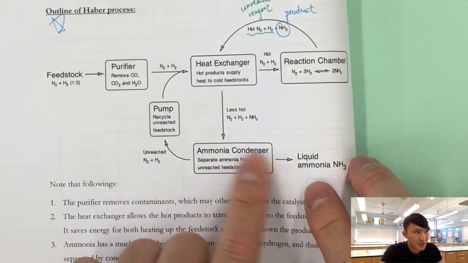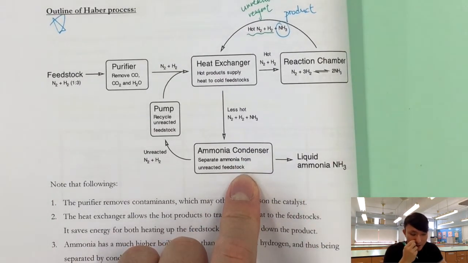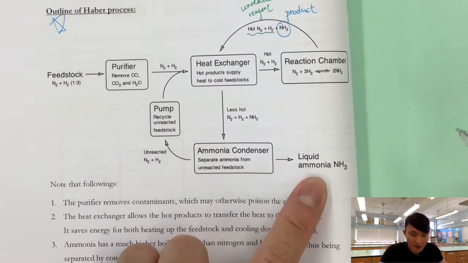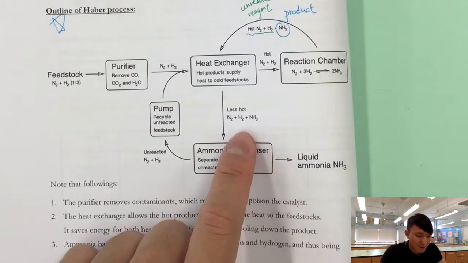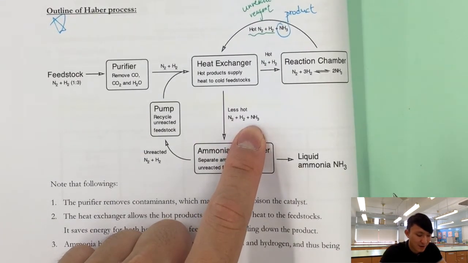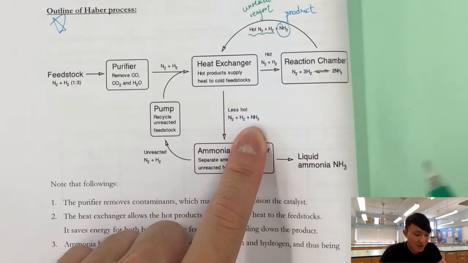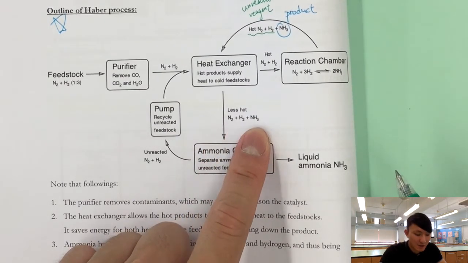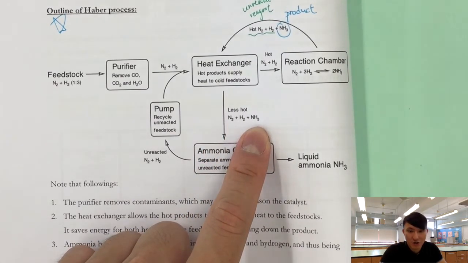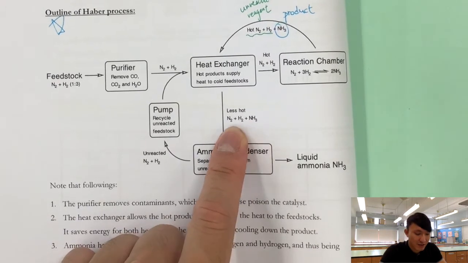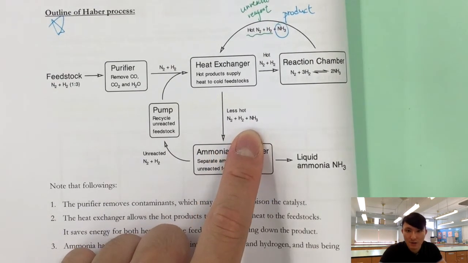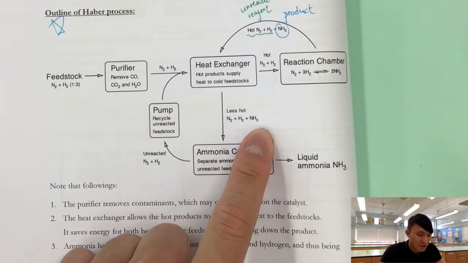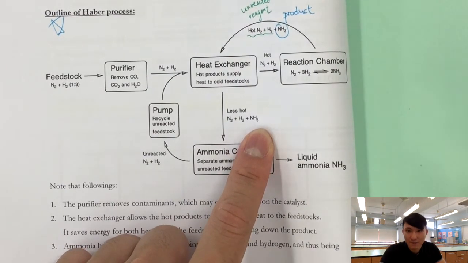As you can tell, this part is used to condense the ammonia and change it back to liquid. Now, remember, the boiling point of ammonia is much higher than N2 and H2. Ammonia has hydrogen bonds between molecules, whereas N2 and H2 have only weak van der Waals forces. So with a much higher boiling point of NH3, it is easier to condense it back to liquid.